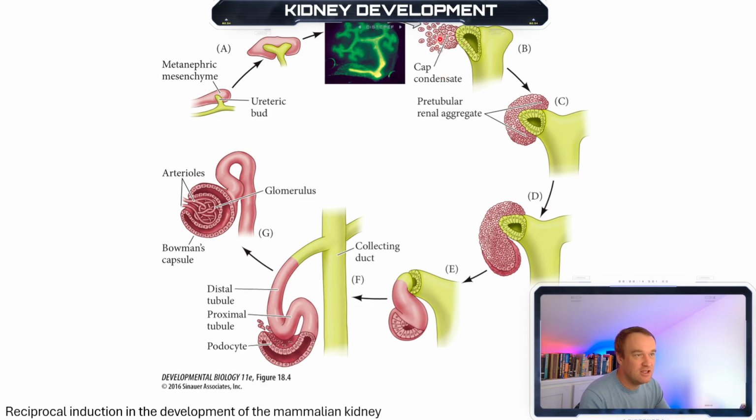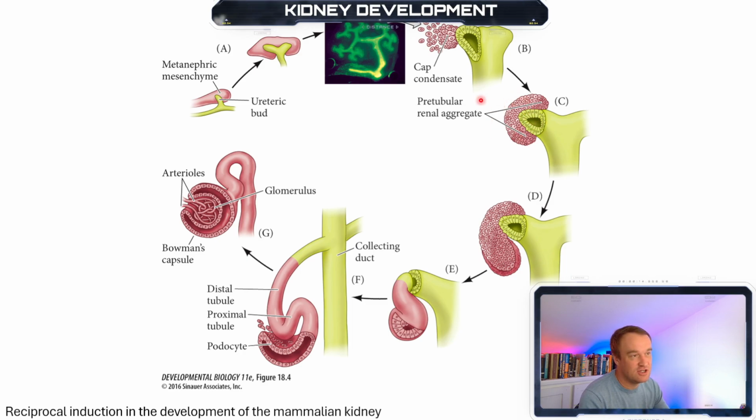So you can see that what's happening here is the mesenchyme. This is why it's called reciprocal induction. So the mesenchyme is instructing the ureteric bud to branch, and then this growing bud is instructing the mesenchyme cells in return to start to cavitate and form these renal tubes and glomeruli.